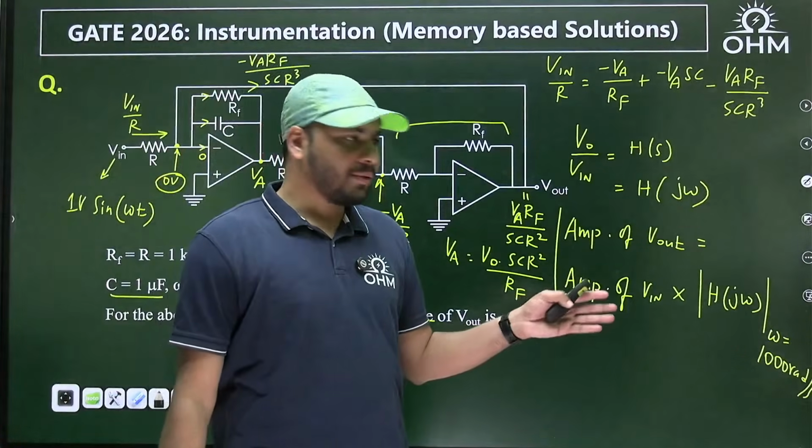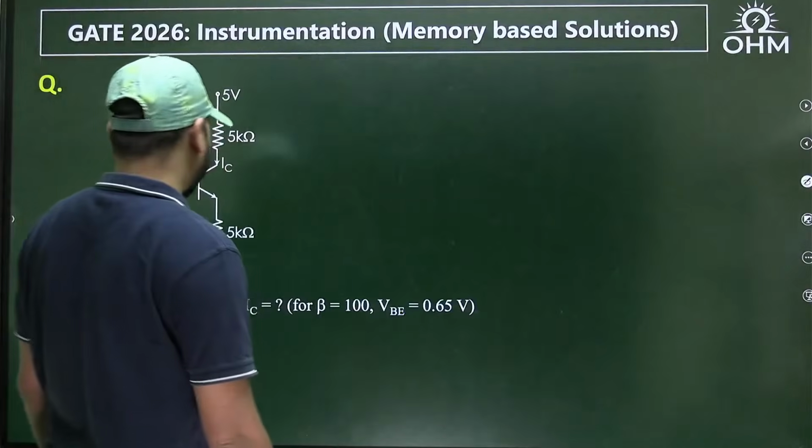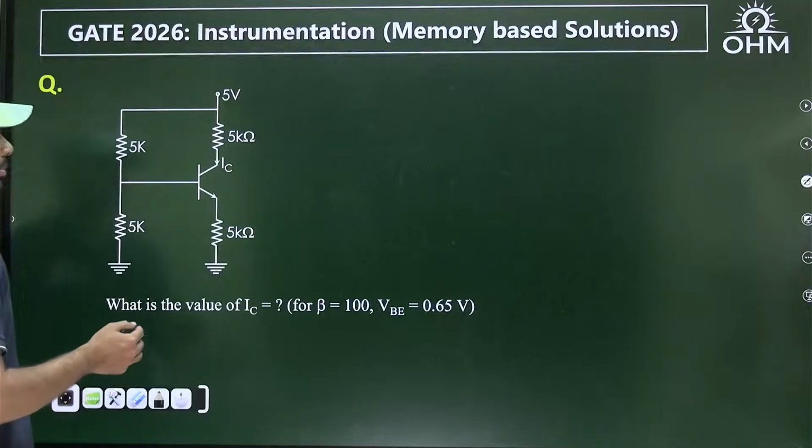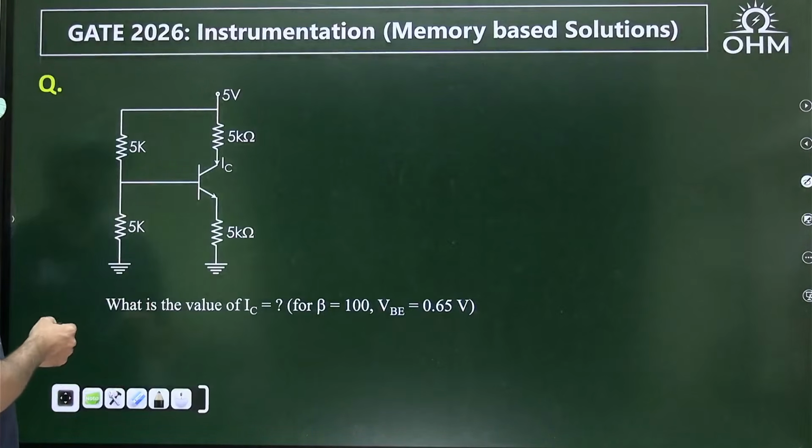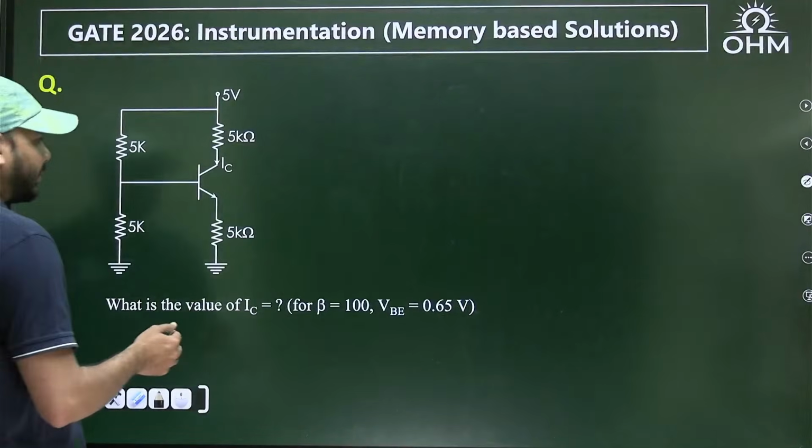So, I believe you can do this yourself. You'll get some answer, but I'll just move on to the next question. And before I hand it over to my colleagues, what is the value of IC?